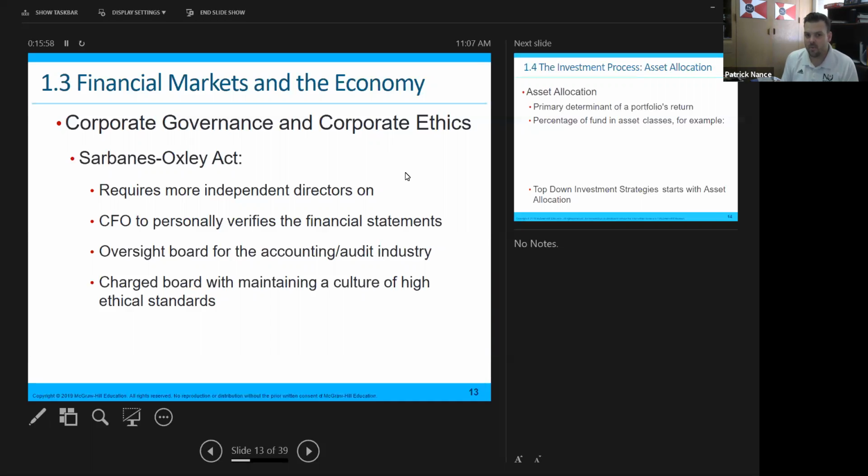There's an oversight board for the accounting and audit industry called the Public Company Accounting Oversight Board, PCAOB. Everybody in the accounting world calls it peekaboo for some reason, even though it's PCAOB. And then it charged boards with maintaining a culture of high ethical standards. So from top to bottom, ethical standards should be pushed by the board of directors. I'm going to stop this video here and I'll continue with the chapter in the next video.